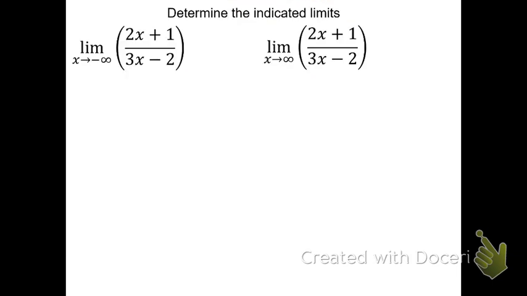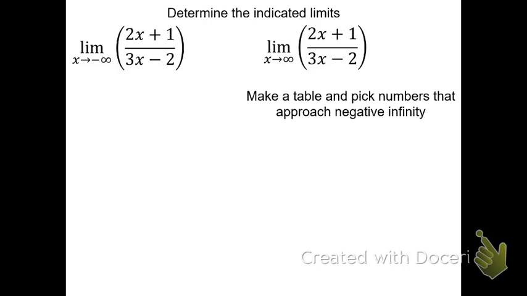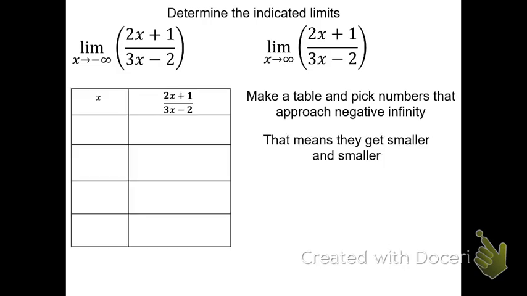So let's take the limit of 2x plus 1 over 3x minus 2 as we approach both negative and positive infinity. If we're going to approach negative infinity, we need to pick numbers that are approaching that, which means they're getting smaller and smaller. So in the table, let's pick numbers like negative 10, negative 100, negative 1,000, and so on until we feel comfortable with what the limit is.